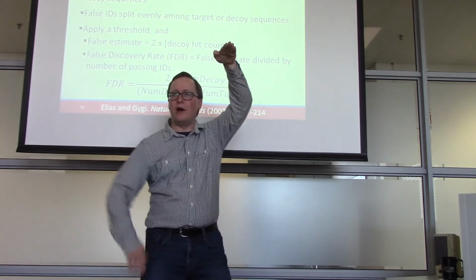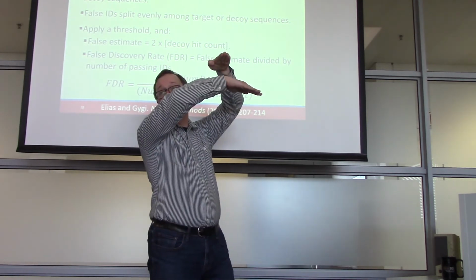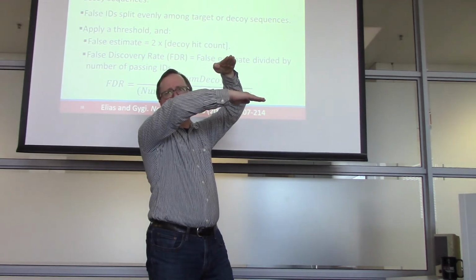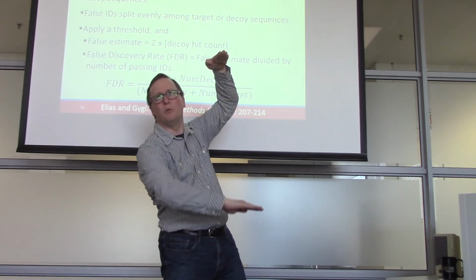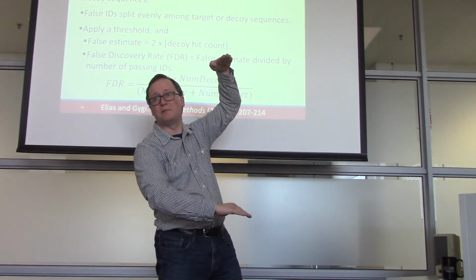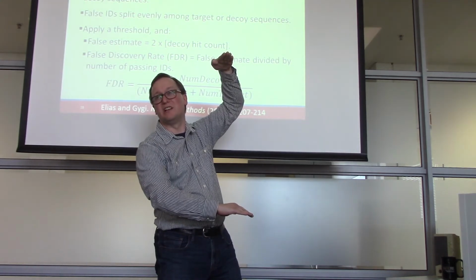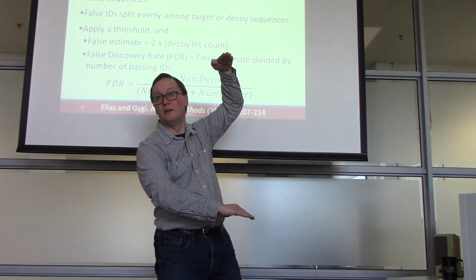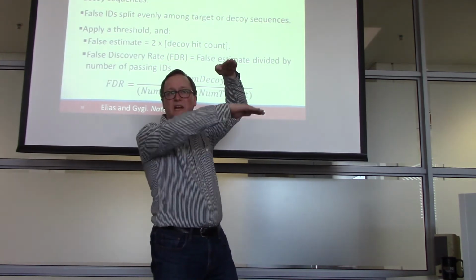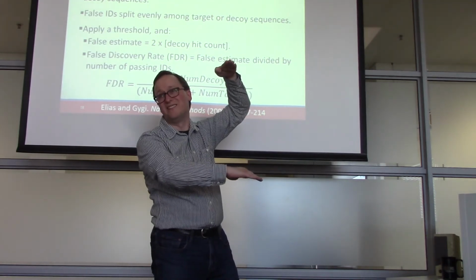Now I need to figure out where I'm going to set a threshold against this list. If I set it way up here, I'm safe. All of the IDs above my threshold are perfectly solid. If I set it way down here, my sensitivity got better, right? I saw more peptides that were real, but I also erroneously accepted a lot of things that were false. So we need to find where to set this line so that we maximize our sensitivity without blowing apart specificity.